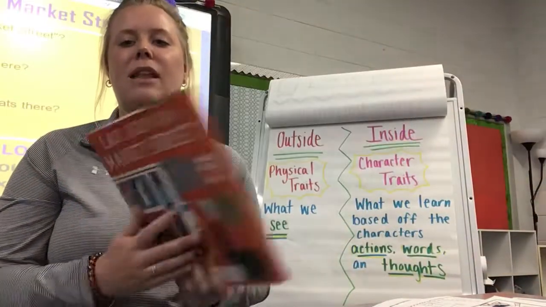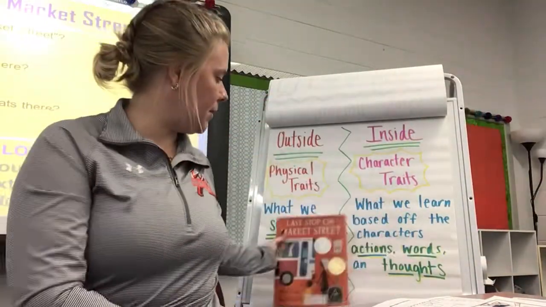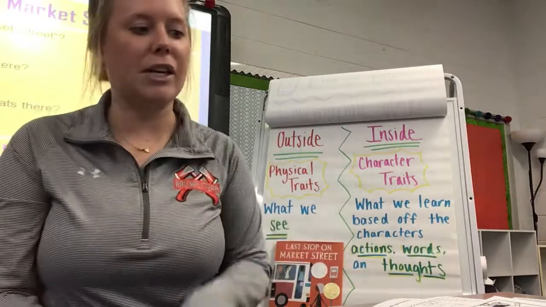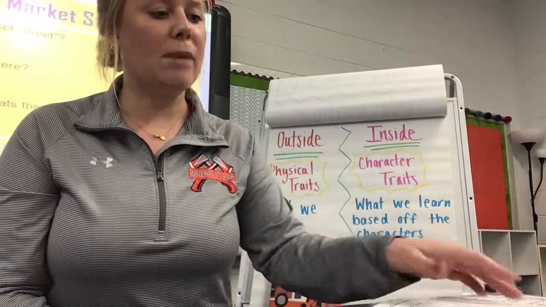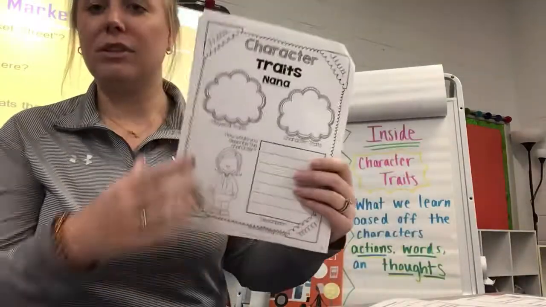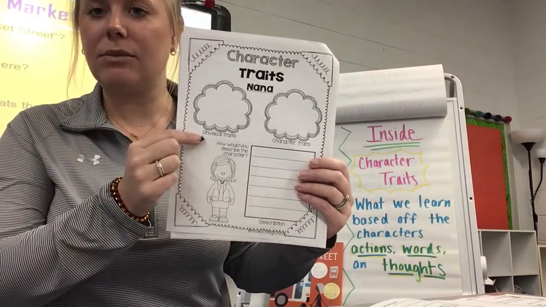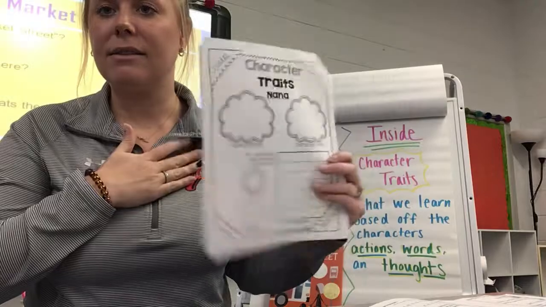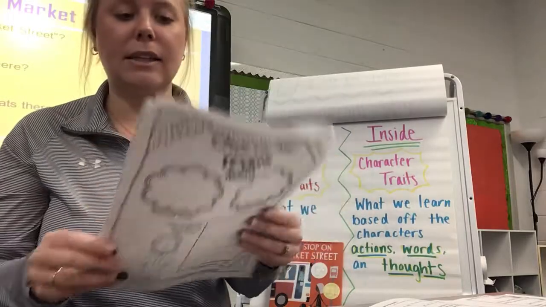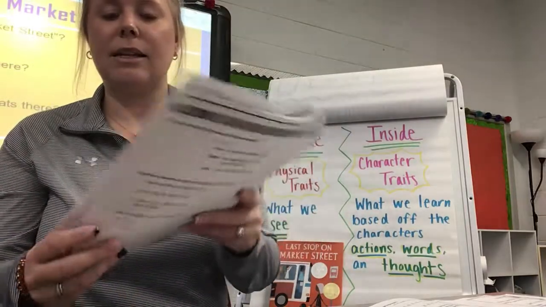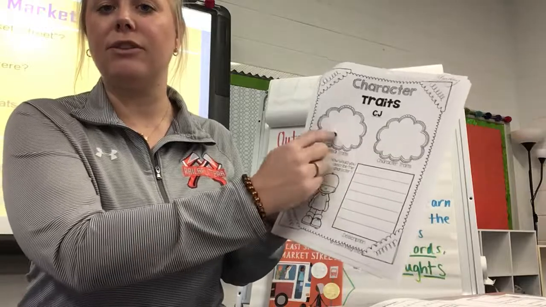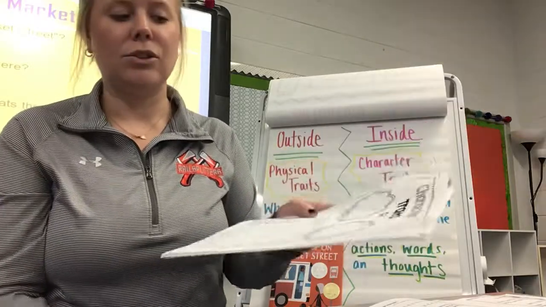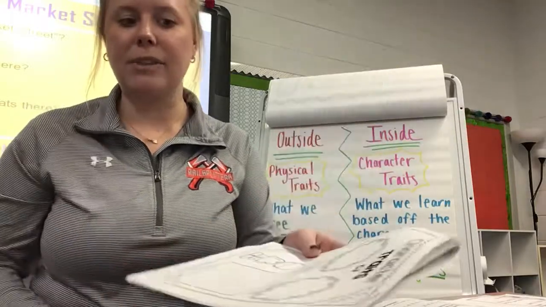Okay, so we learned a lot about CJ and Nana in that book. We can track a lot of those character traits. So that's your job to do now. Physical traits, what she looks like on the outside. Character traits, how she acts and how she behaves on the inside. And same with CJ, physical and character, okay? So go ahead and do that. Make sure you write a couple sentences.